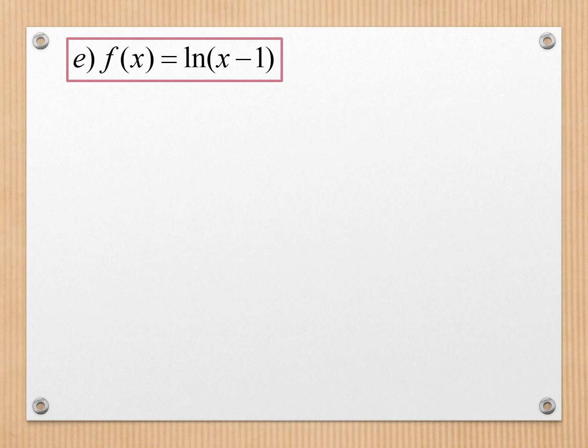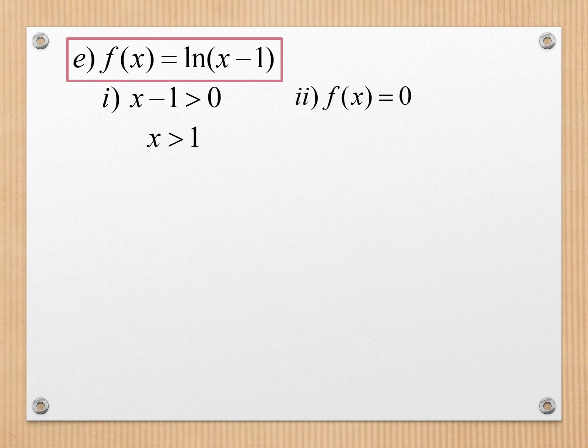Let's look at solution E. f(x) equals ln(x - 1). So first, we find the domain of this function. x minus 1 is more than 0. Then we get x more than 1. So the domain here is (1, ∞). And it also has a vertical asymptote at x equals 1.